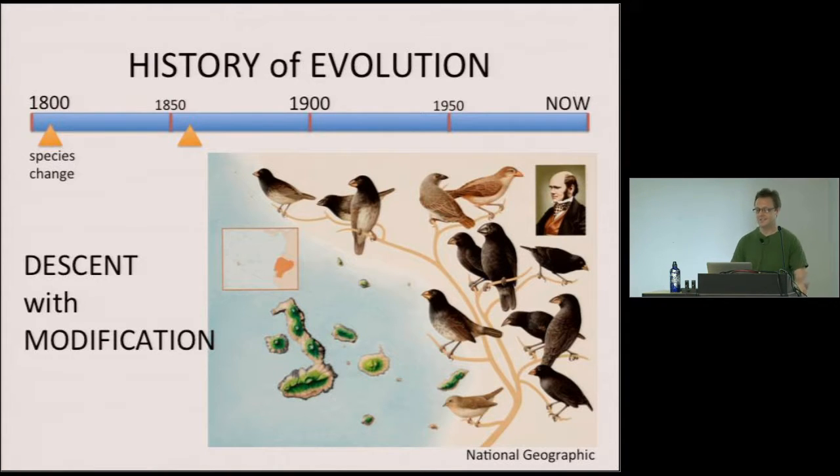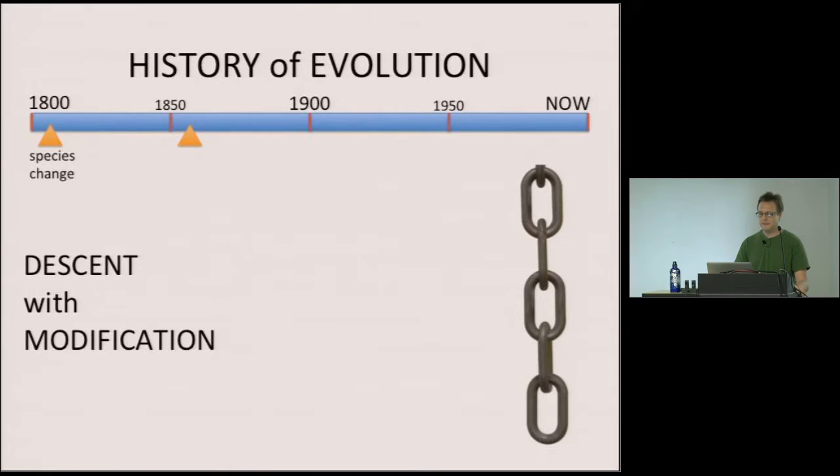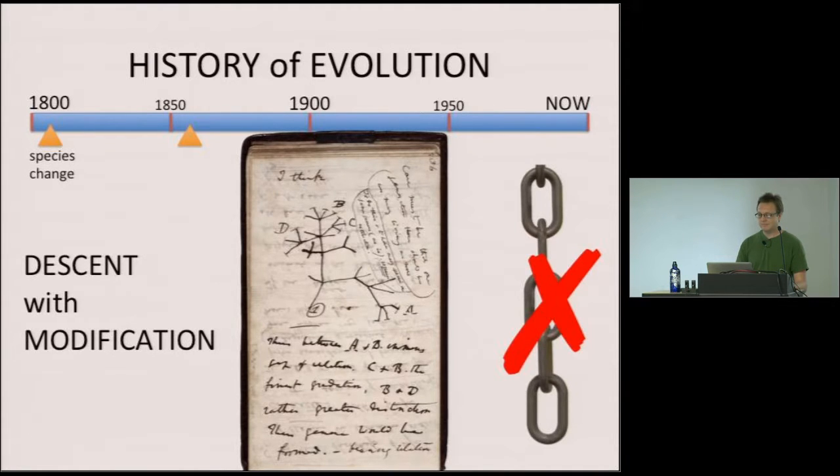The other thing that they came up with was this idea of descent with modification. We talked about that last week. So this is where it came from, the initial studies of evolution. Remember the Lamarckian idea of this chain of hierarchy where one species changed into another? Darwinian evolution says no. There's no hierarchy of being. There's only similarities and differences.